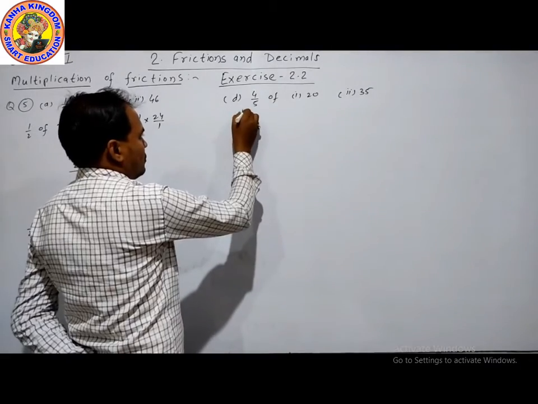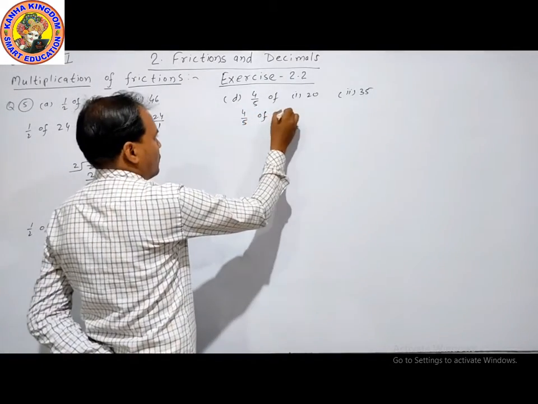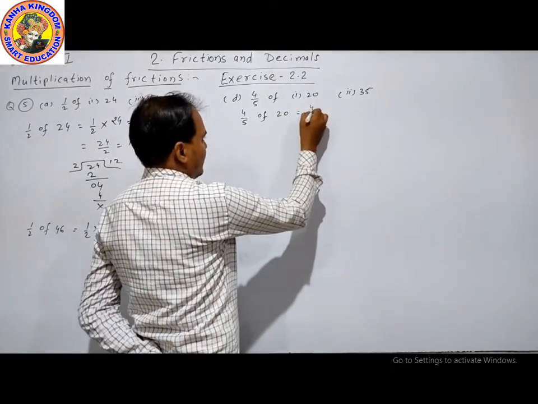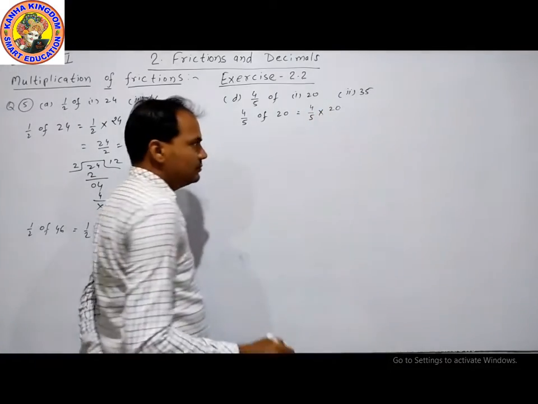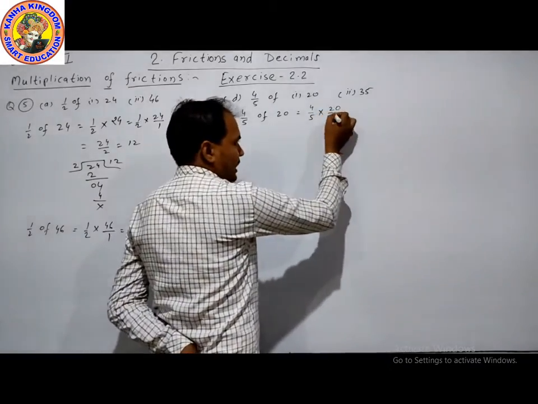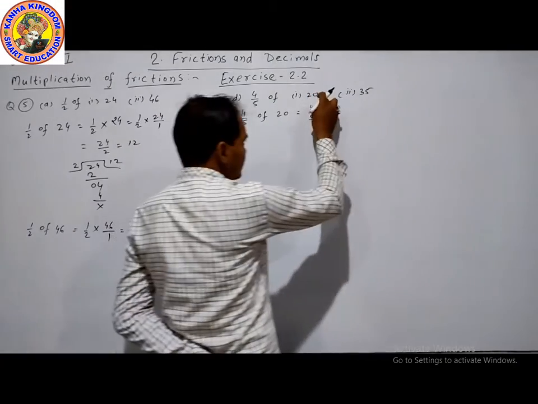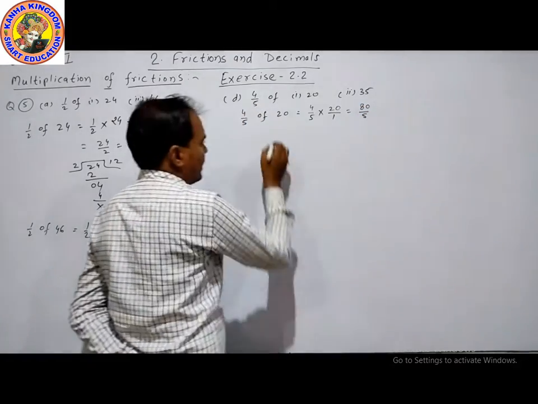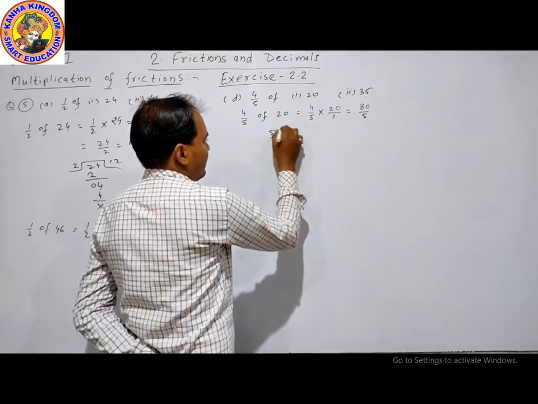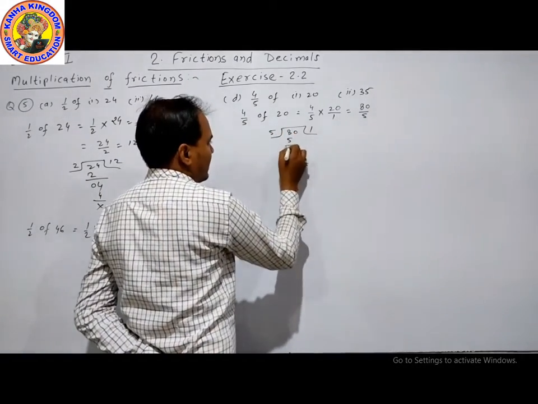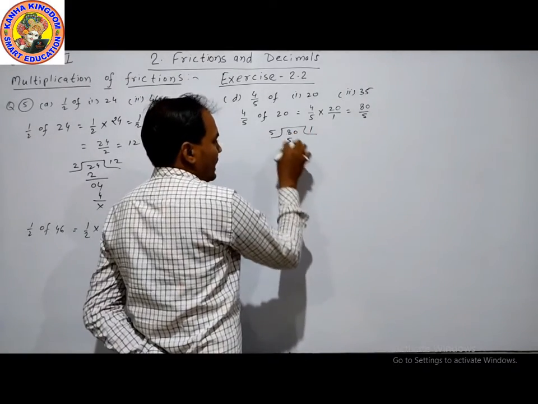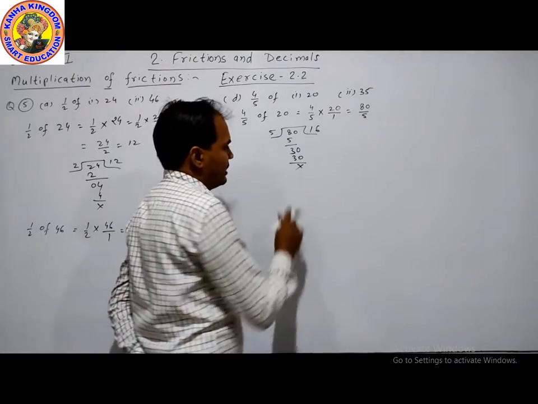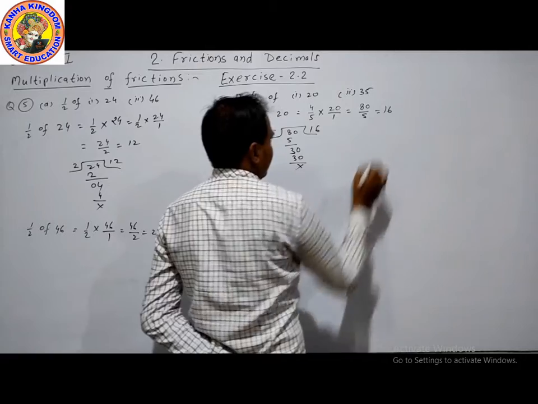Now our next question, 4 by 5 of 20. 4 by 5 parts of 20. "Of" will be replaced by multiply. We will convert into a fraction. 4 into 20, 80 divided by 5. 80 will divide by 5. 1 time 5, remainder is 3, next digit is 0. 5 6 times, 6 times 5 is 30. The division is over. So answer is 16.